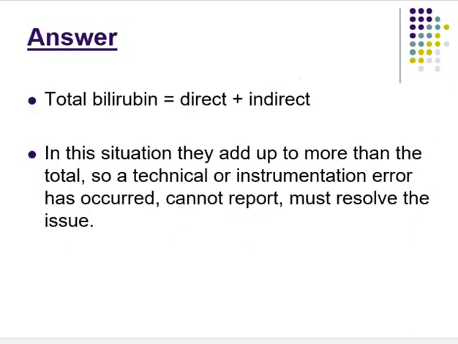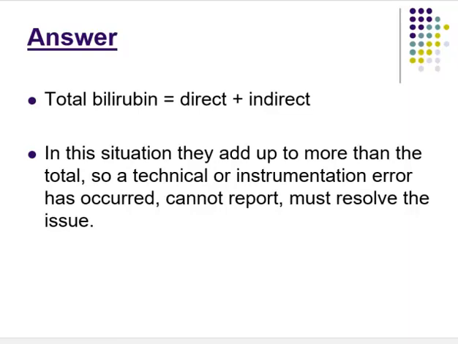So in this scenario, the total bilirubin does not add up correctly. In this situation, the parts add up to be more than the total. So a technical or instrumentation error has occurred. So you cannot report these results out. The issue must be resolved. Somewhere along the line, something has happened, so you cannot report these results out.